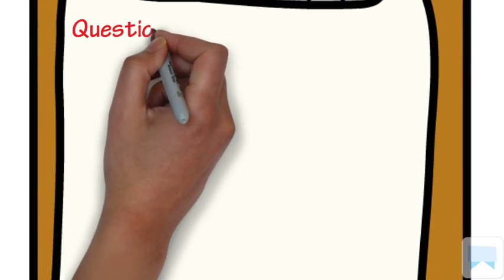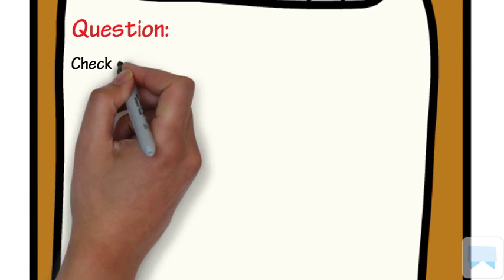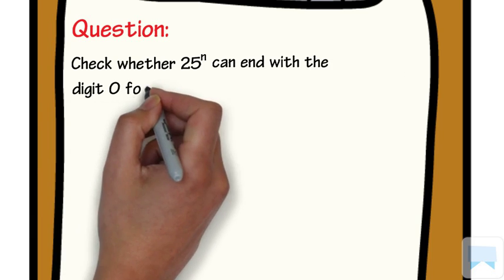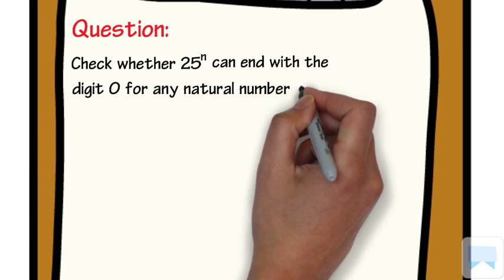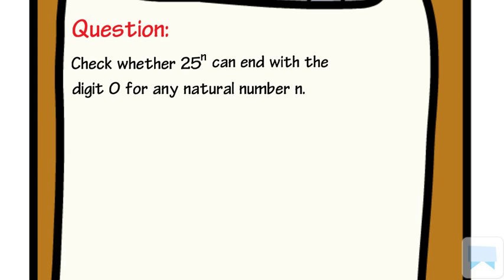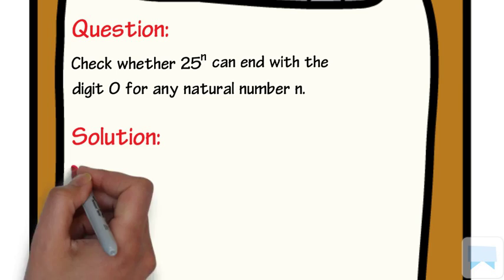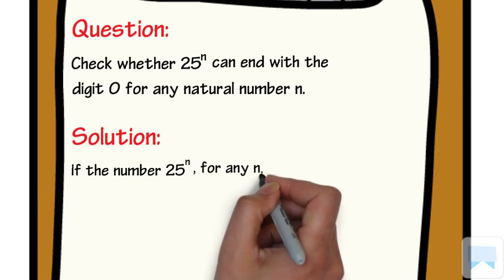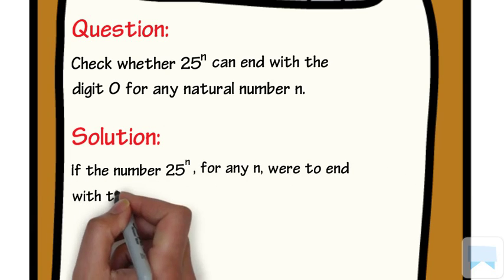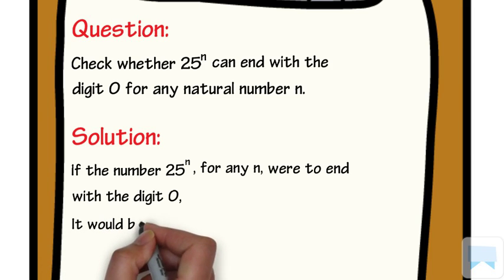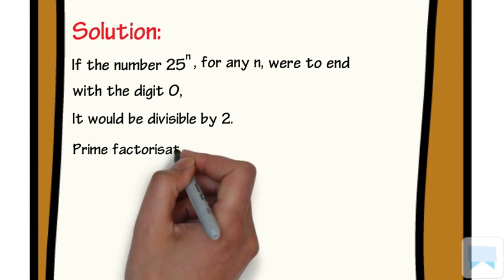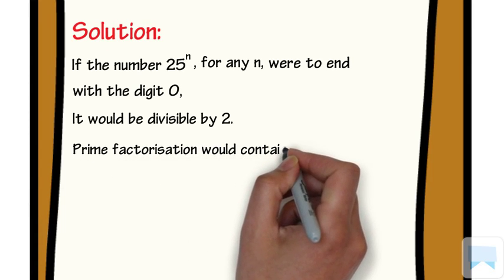Now, here's the question. Check whether 25 raised to the power of n can end with the digit 0 for any natural number n. We can solve this question using the fundamental theorem of arithmetic. Let's understand how. If the number 25 raised to the power of n for any n were to end with the digit 0, then it would be divisible by 2. That is, the prime factorization of 25 raised to the power of n would contain the prime 2.